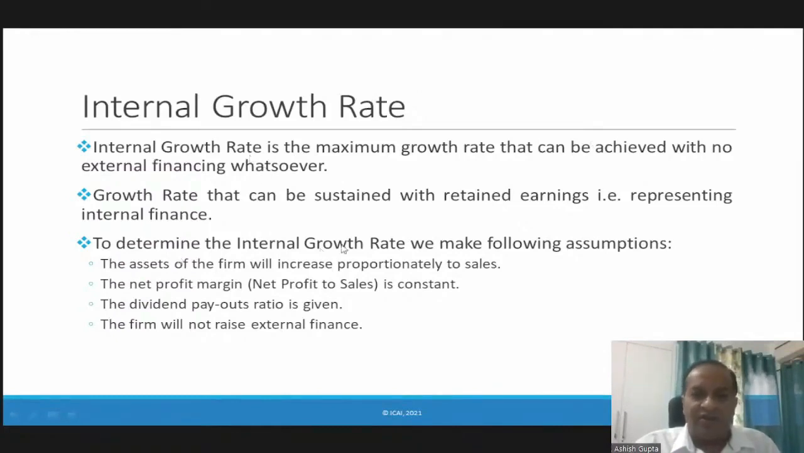To determine the internal growth rate, we make the following assumptions: that assets of the firm will increase proportionally to the sales, as we have done in the external funding requirement. The net profit margin, net profit to sales, is constant, because we assume that this will remain constant. The dividend payout ratio is given to us, only then can we compute how much will be plowed back in the organization. The firm will not raise external finance. So this is a prime condition for the internal growth rate.